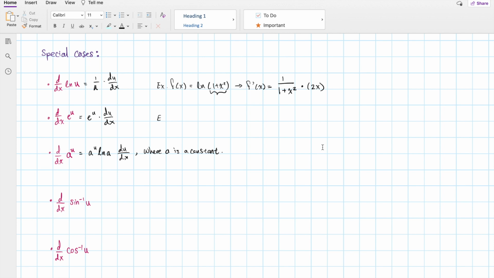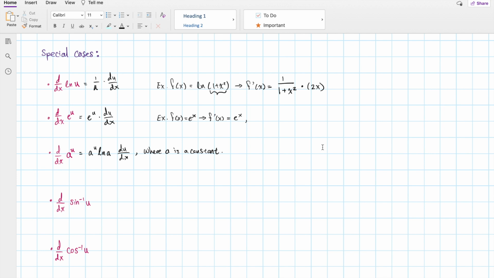Okay, let's start with the exponential function. Let's take, for example, f of x is going to equal e to the x. Simple case. The derivative of that is simply going to be e to the x. That's it. Because the derivative of our u in this case is just 1, right? The derivative of x is just 1.